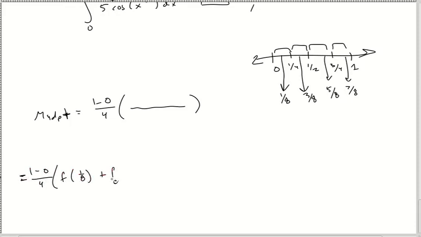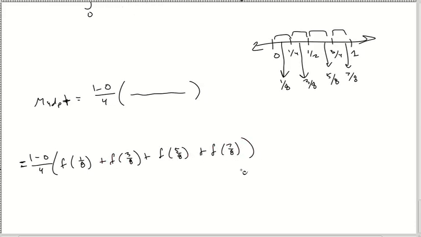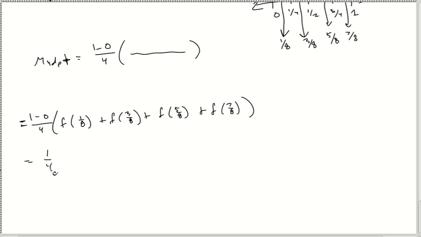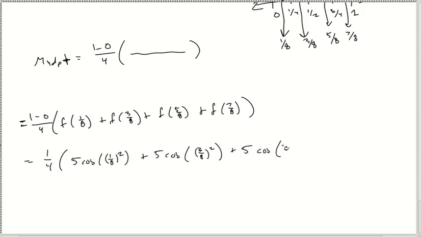F of 1/8 plus f of 3/8 plus f of 5/8 plus f of 7/8. And what this actually makes is 5 cosine of 1/8 squared plus 5 cosine of 3/8 all squared plus 5 cosine 5/8 squared, and then finally 5 cosine 7/8 squared. Okay, there we go.